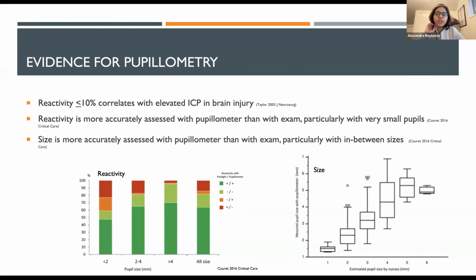And then size, which is actually a really important thing to monitor, especially if you can keep the ambient light the same in the ICU, is more accurately assessed with the pupillometer, and that's in particular with in-between sizes. So everyone can identify 6 or 7 millimeter pupils. Everyone can identify 1 millimeter pupils, but then in between, we're just making it up. So whether it's 2 or 3, really people have no idea.